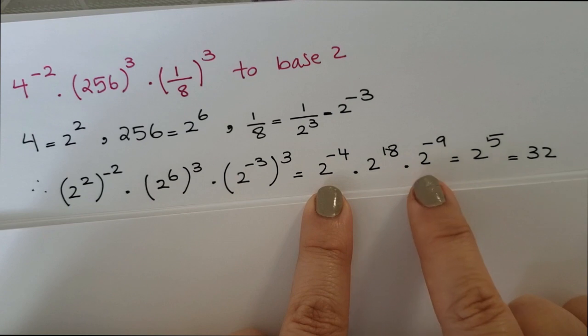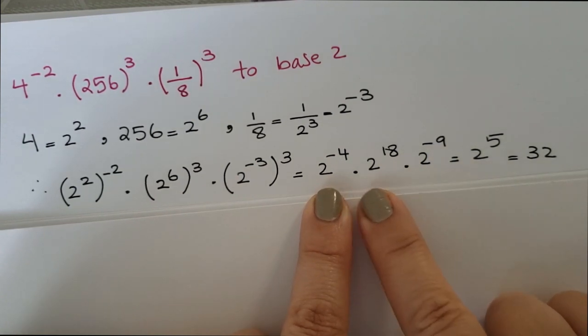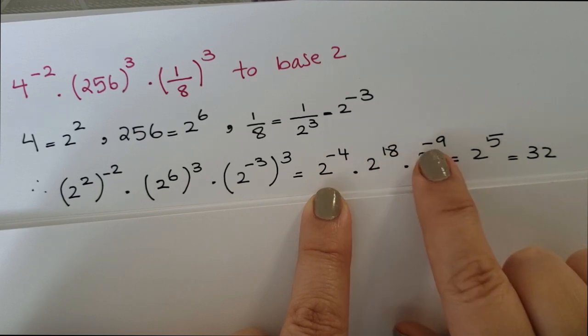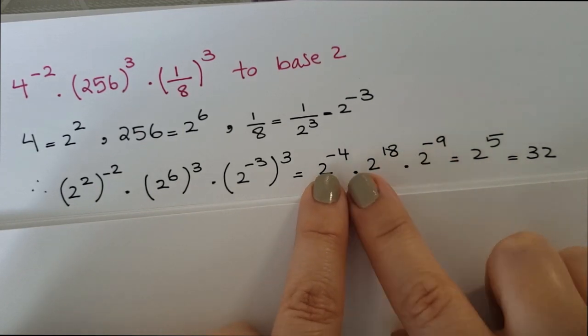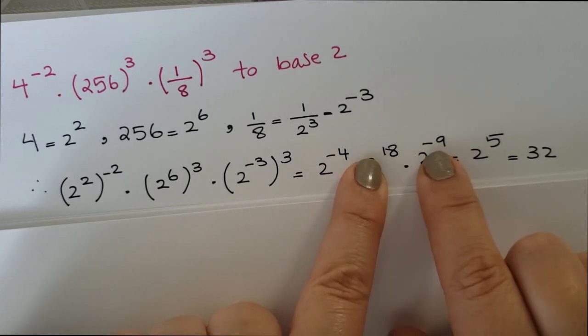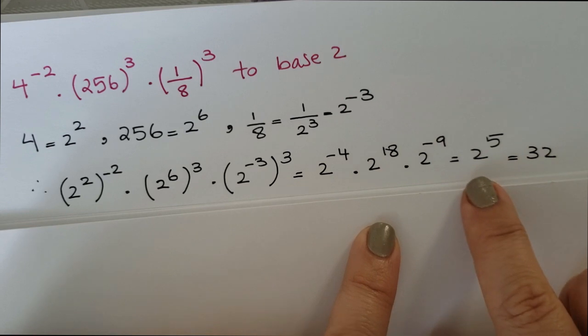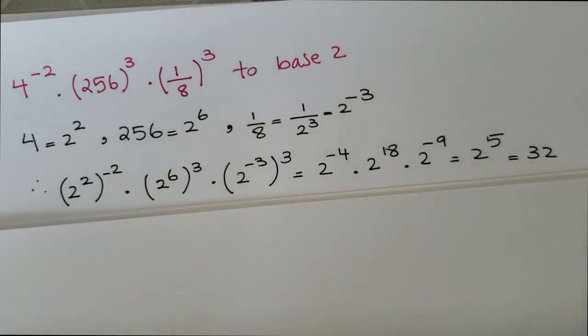And here I have 3 different bases, which happen to be the same bases, different exponents. So I just write the base and I add all these 3 numbers. Negative 4 plus 18 would be 14. 14 minus 9 would be 5. So the final answer is 2 to the power 5, which is equal to 32.